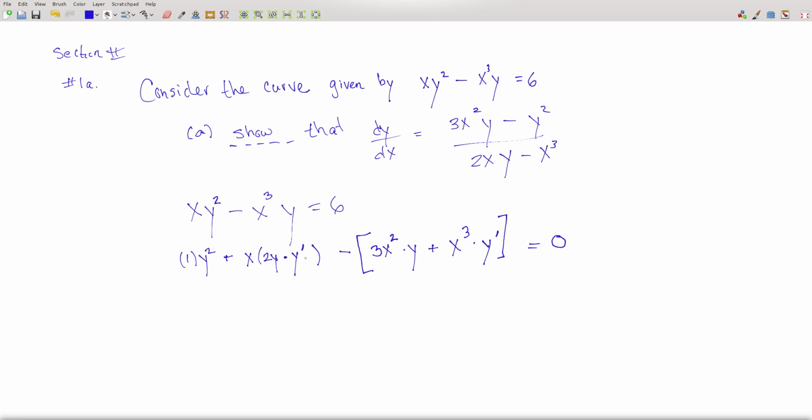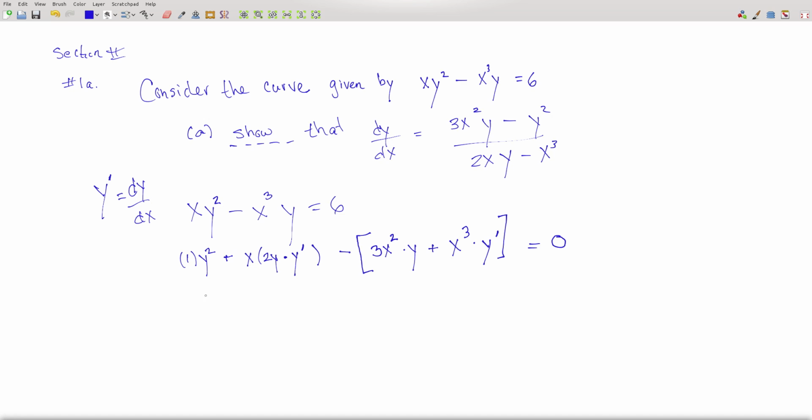Now we have to solve for y prime. Let's make sure everybody knows that when I talk about y prime, I'm talking about dy dx, the derivative of y with respect to x. If we can isolate this y prime, we will hopefully have shown what they asked us to show. This is now just using algebra. So let's try to isolate this y prime.